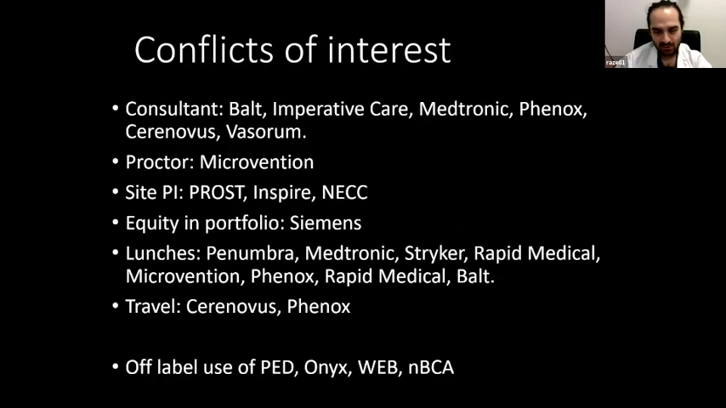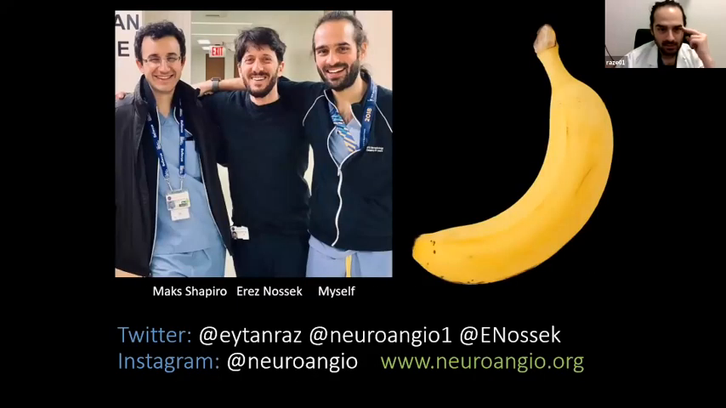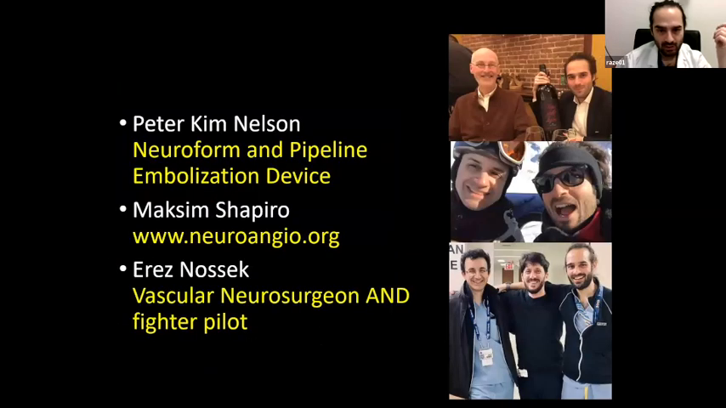These are my conflict of interest disclosures. Mostly, probably Siemens, and maybe some off-label use of certain devices. This is part of my team, Max Shapiro, Aris Nosek. These are our accounts on Twitter where we do some educational work. And this is the website founded by Max Shapiro, where we put a lot of the work that we do. I trained with Kim Nelson, who is the inventor of the Neuroform and Pipeline Embolization Device, and this is the rest of the team, as I discussed.